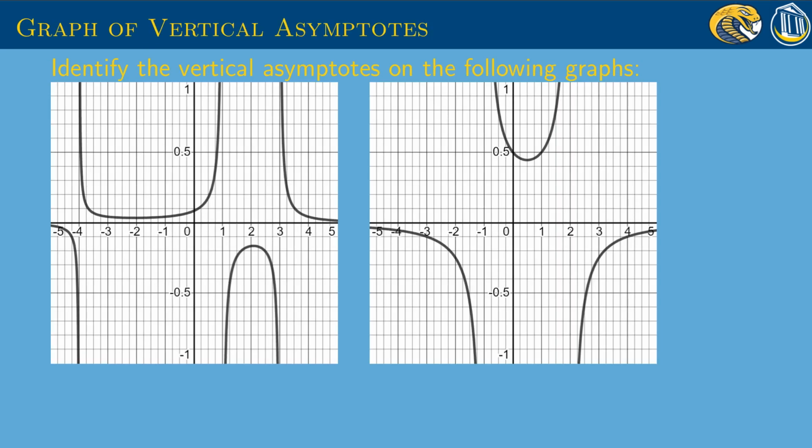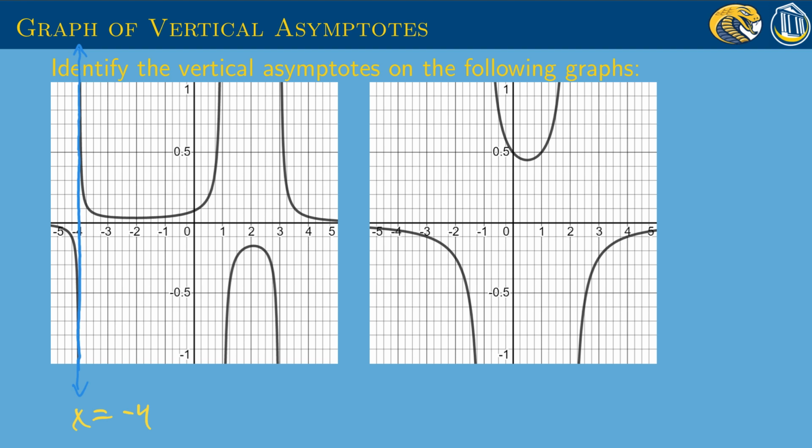So if we want to identify the vertical asymptotes on these graphs, what we're looking for is points where, as we get closer and closer to that point, the function appears to shoot off to infinity. So let's start on the left here. On the left, we can see that this function is shooting up towards positive infinity and it's shooting down towards negative infinity as the function gets closer and closer to this point at x equals minus 4. And so we can write x equals minus 4 is a vertical asymptote.